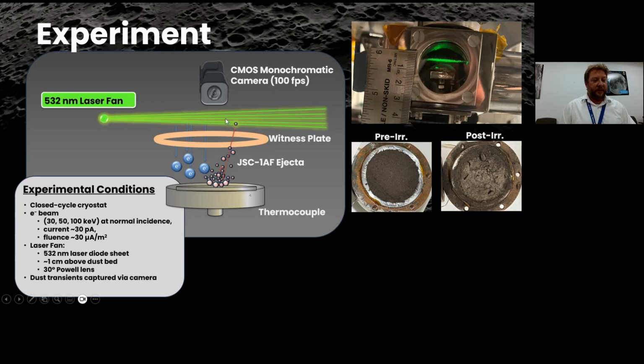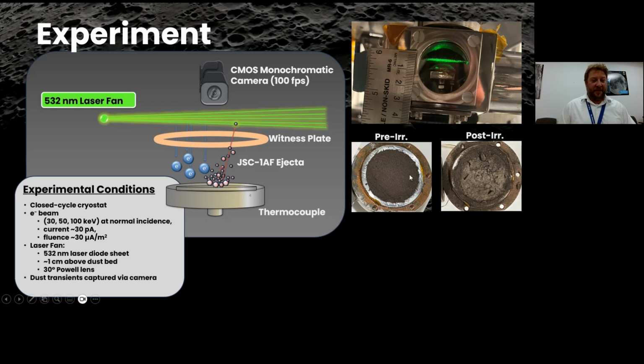Anything that crossed that laser fan would be detected by the camera, which is typically running at 100 frames per second. There was also a witness plate positioned above the sample to see what types of materials would be collected, using SEM. At the top right, you can see the sample holder is connected to a helium cryostat, and the laser for these experiments was almost exactly a centimeter above the sample bed.